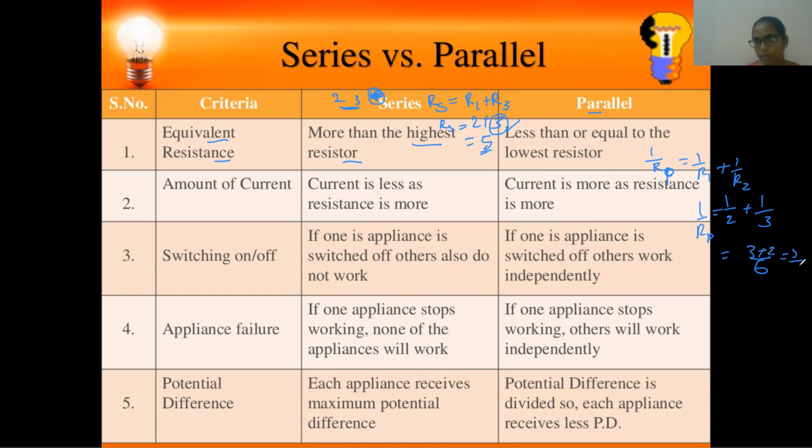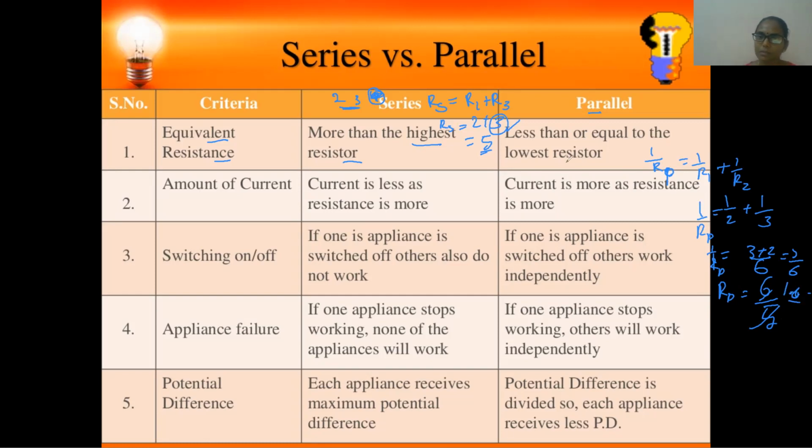So that will be 5 by 6 you will get. Or if you take the reciprocal, you want RP only, 1 by RP. So what will happen? RP is equal to the reciprocal of 6 by 5. 6 by 5, children, if you do it, 1 point something will come. Okay, that means it is not greater than.